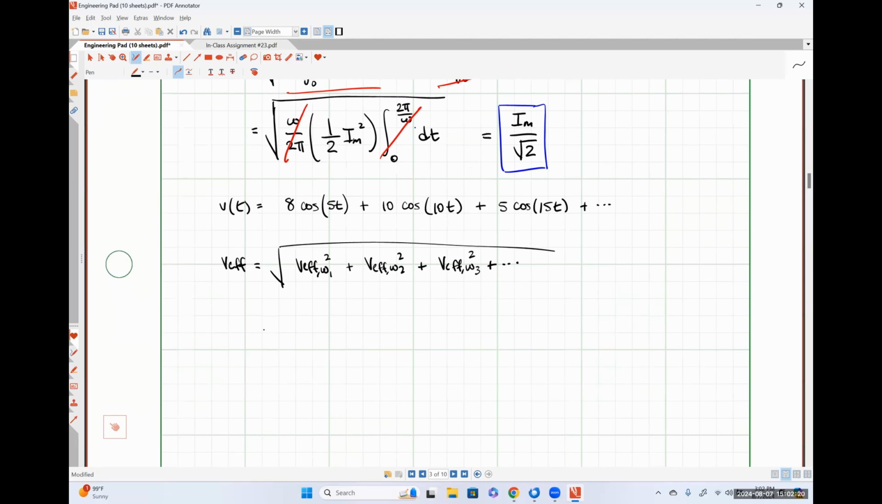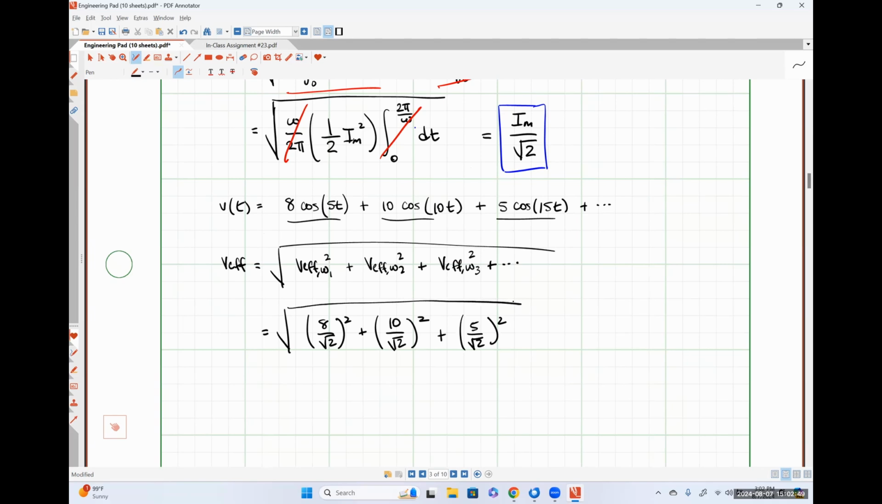So for the numerical example I gave you above, that would be as simple as, all right, this is definitely a sinusoid, so its effective value is 8 over the square root of 2, square it. Now we have our next frequency term. It's a sinusoid. Magnitude over the square root of 2, square it. The third term, we have a magnitude of 5 divided by square root of 2, square it, and we would just continue doing that for any higher order terms. It is literally that simple.